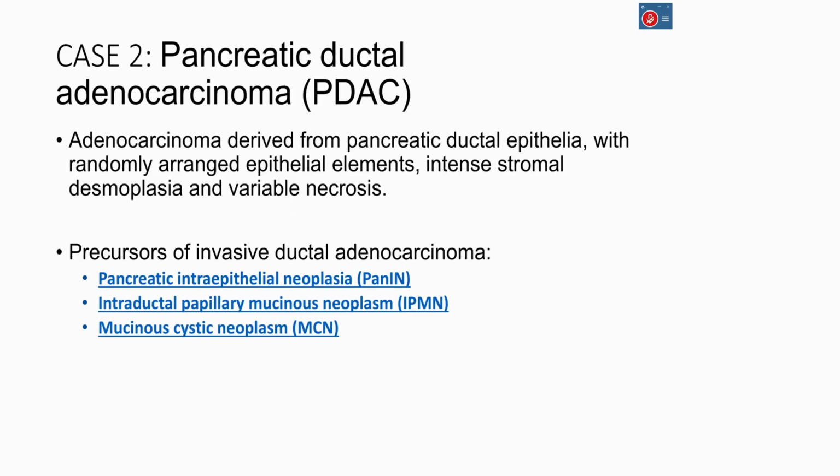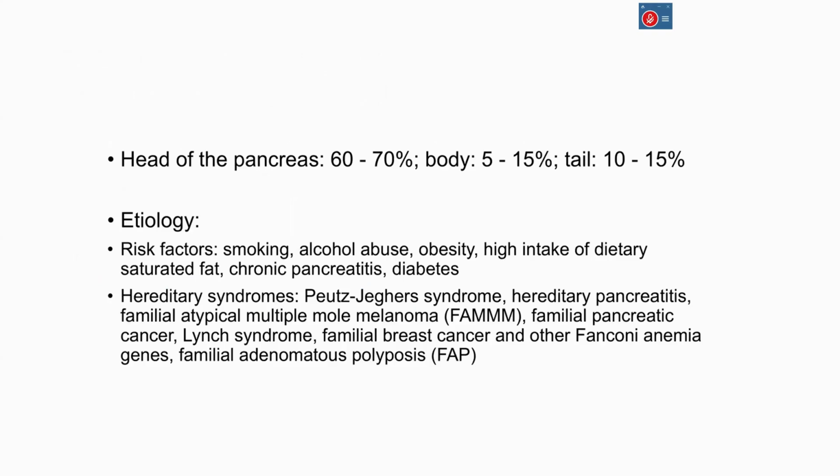Usually patients present late, at a later stage when the disease is already advanced. So you have pancreatic ductal elements in this tumor, stromal reaction, desmoplastic stroma, and some necrotic areas. The precursor lesion for this malignant tumor, adenocarcinoma, could arise from PanIN, pancreatic intraepithelial neoplasia, or IPMN, intraductal papillary mucinous neoplasm, or it could arise from a mucinous cystic neoplasm.